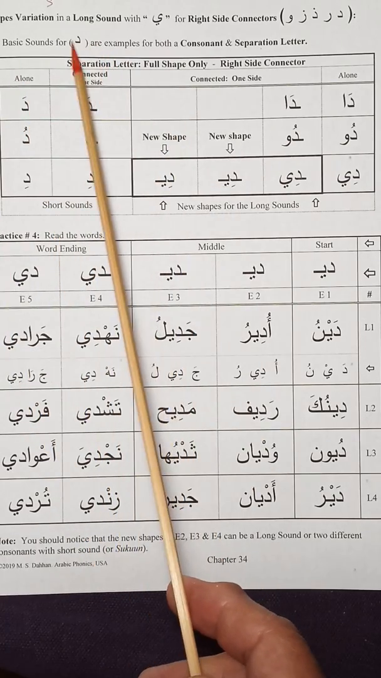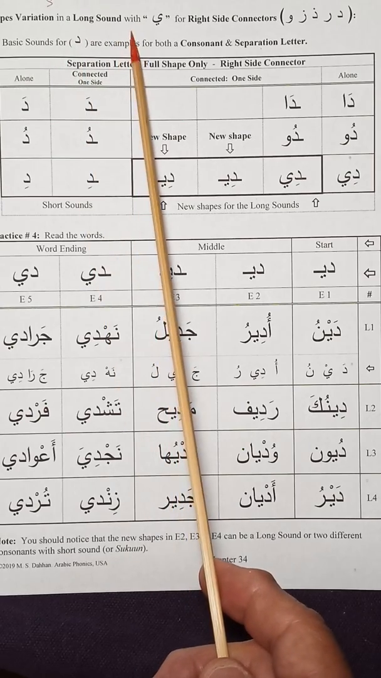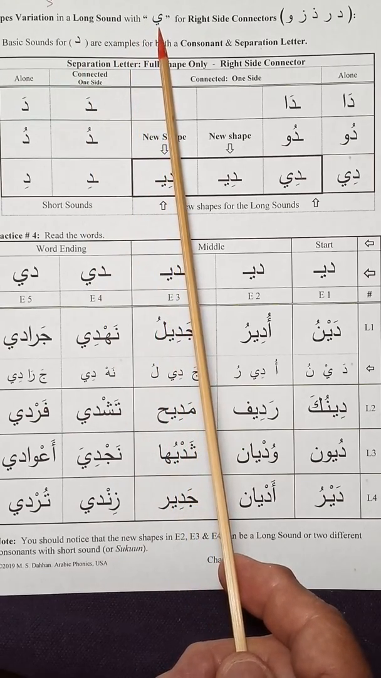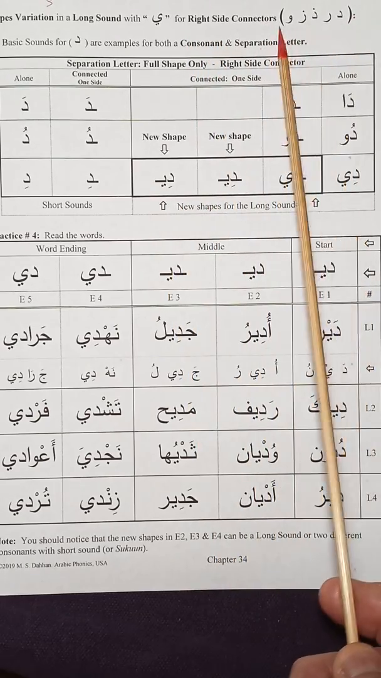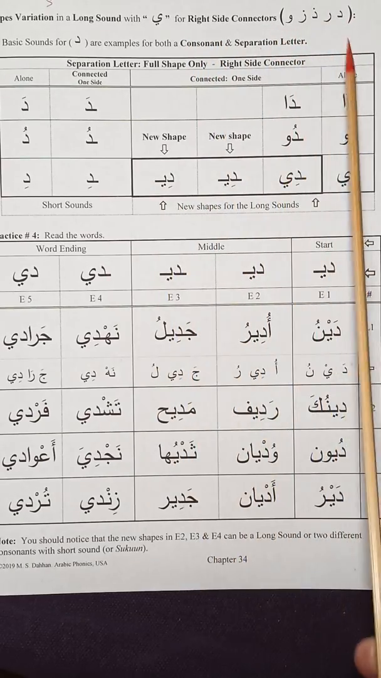Shape variation in a long sound structure with the ya. Yeah, that's what we're talking about, for right side connectors, for these guys here. And I picked up one, the first one.